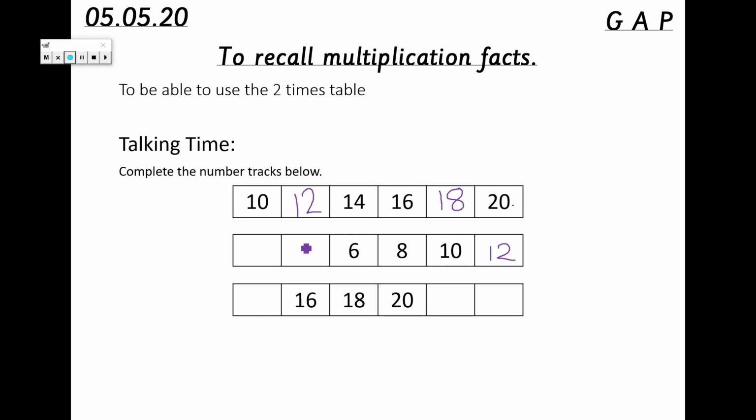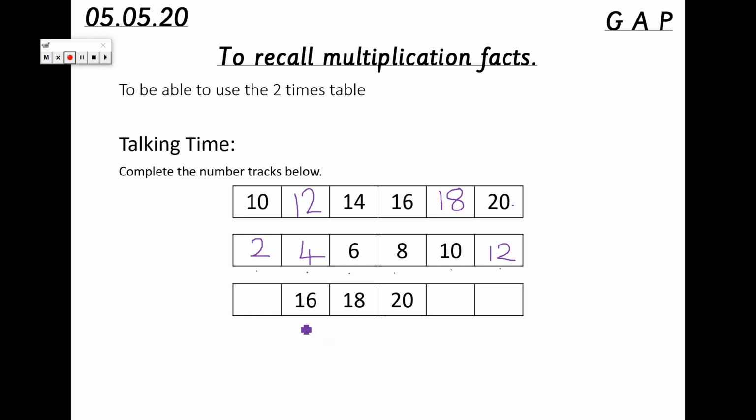If we were adding 2 each time, to go backwards we would need to take away 2. So let's pop a 4 in there, and then take away another 2 to go to this one, and we have got 2. So let's count together. We've got 2, 4, 6, 8, 10, and 12.